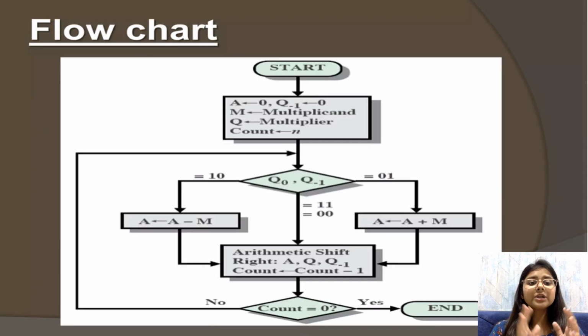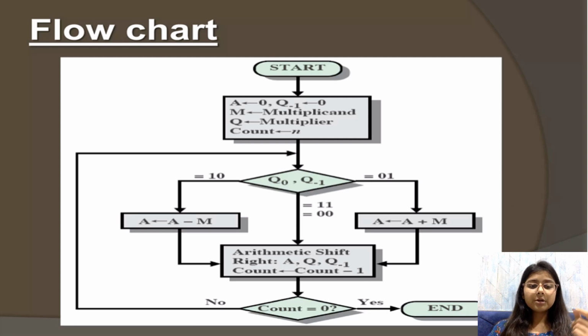Now moving to the flow chart. Now here there is a flow chart of Booth algorithm. So in Booth algorithm, first of all, you are having the accumulator register which has the initial value of 0. You are having Qn minus 1 which is again initiated with 0. Then you are having a multiplicand M, a multiplier Q, and a counter value n. Now what you are going to do with the counter value, you are going to decrement the counter value with each and every step so that the counter tends to 0.